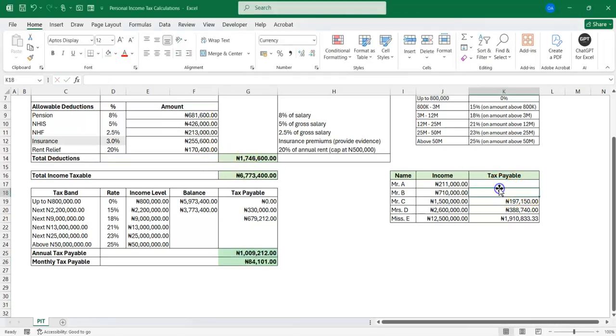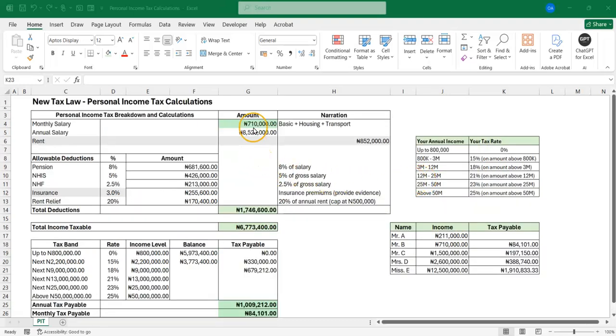So I will come here and say equals to this amount, then Ctrl C, and then I'll paste that as values, and then we have that. Then the last category of people, which I named to be Mr. A. Now Mr. A falls under the category of people that earns between 800,000 and 3 million naira monthly. So let's calculate his tax liability. So just come here and put the monthly salary here. Mr. A earns 211,000. So come here, put 211,000.